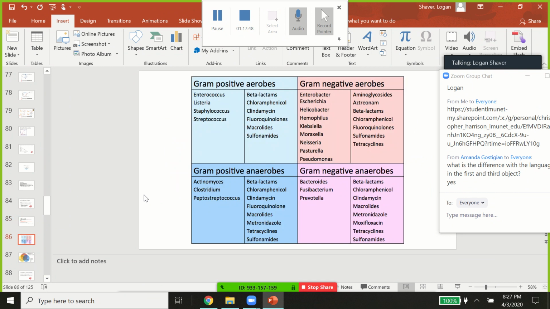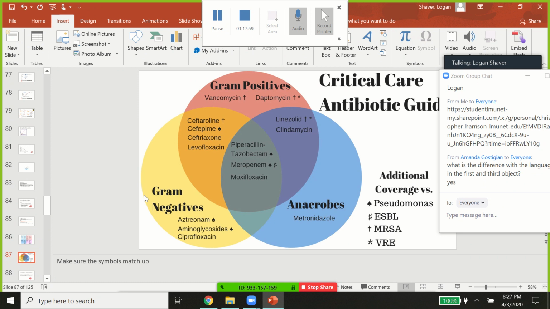This one, honestly, I didn't really know what to think about this chart. I just left it in here because it might be a good reference. Once again, good reference. Not really a question based off of this that I remember, but it probably wouldn't hurt to maybe know some of them. The ones that stick out, like Metro, or the ones that are obviously only gram positive like Vanc, and then Metro is only anaerobes.